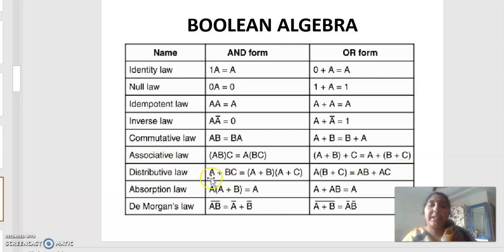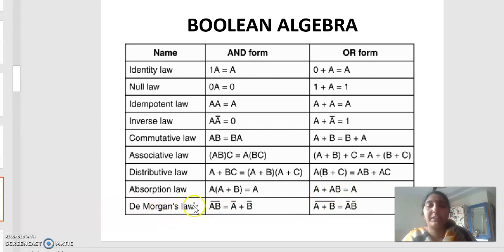Distributive law is A plus BC is equal to A plus B into A plus C. For the other form, the distributive law is A dot B plus C is equal to AB plus AC. Absorption law is A dot A plus B is equal to A. For the OR form, A plus AB is equal to A.